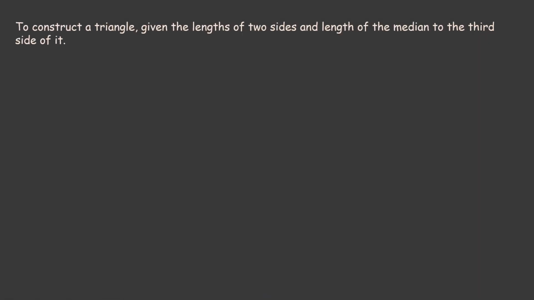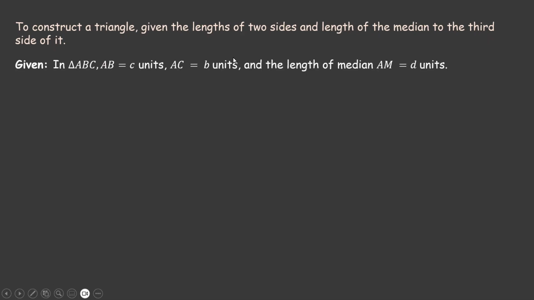So we need to construct a triangle given the lengths of two sides and the length of the median to the third side of it. Now what is given to us is a triangle ABC having AB equal to c units, AC equal to b units, and the length of the median AM equal to d units.